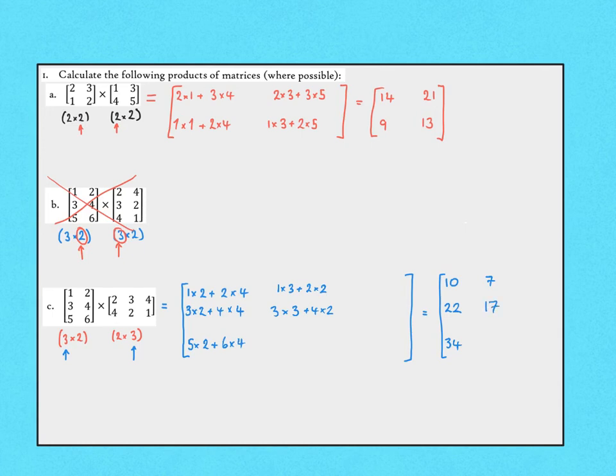Then 5 times 3 plus 6 times 2, so that's 15 plus 12, which is 27. And finally, we do the right-hand column. To get the top right, it'll be 1 times 4 plus 2 times 1.